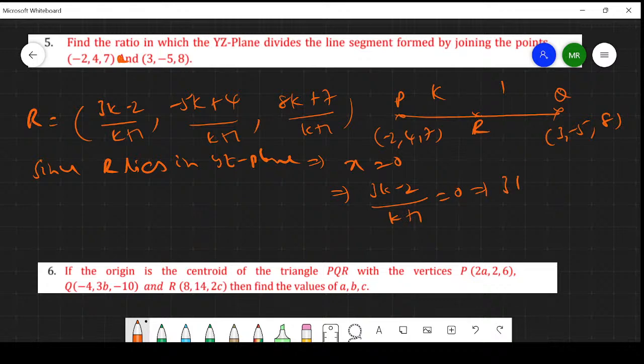Then you do cross multiplication. 3k minus 2 equal to 0. 3k is equal to 2. k is equal to 2 by 3. So the required ratio is 2 is to 3. You will get the ratio 2 is to 3 as the required ratio.